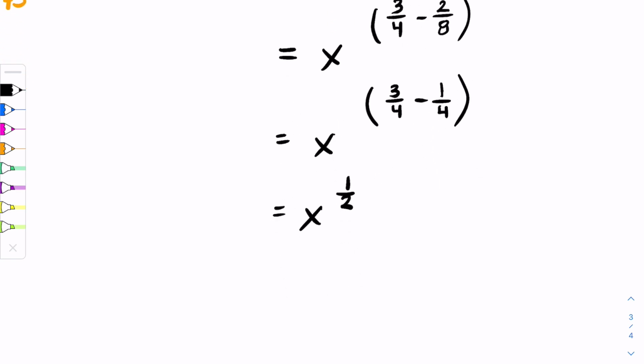It would actually be 2 over 4, but 2 over 4 simplifies to 1/2. I'm sorry, this is in exponential form. Convert that to radical form. We have the square root of x.